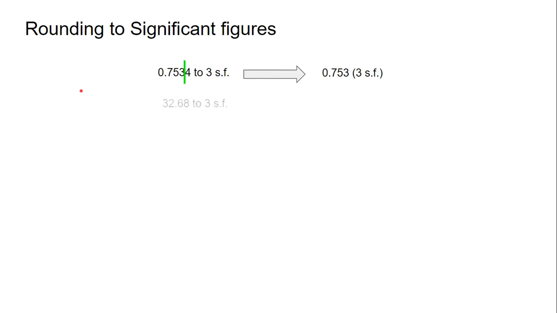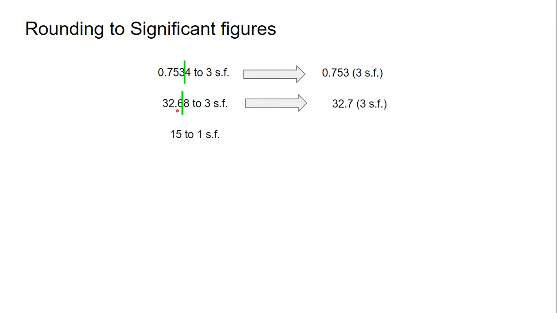If, for example, I have to round this one, my most significant figure is the 3. The second most significant figure is the 2. And the third is the 6. So I'm going to put my green line over here. Now, is what comes after the green line 5 or more? Yes, because 8 is 5 or more. So I'm going to round up this number by 1, and it becomes 32.7.